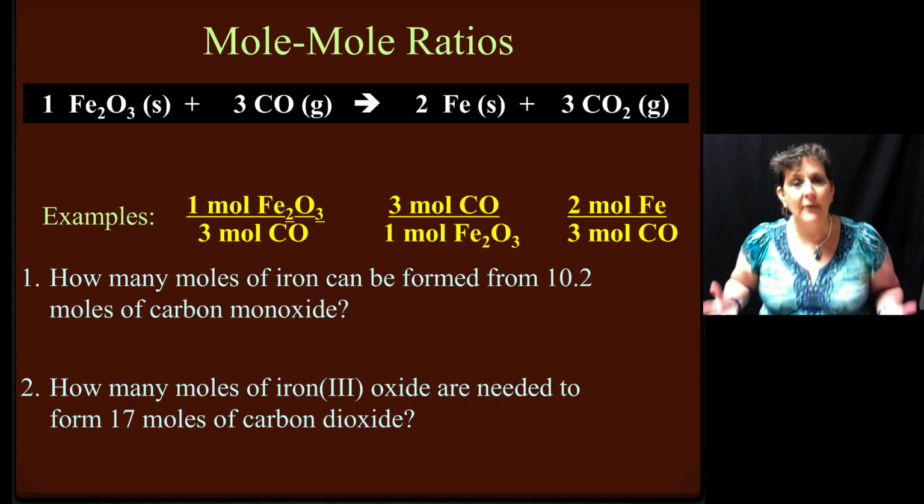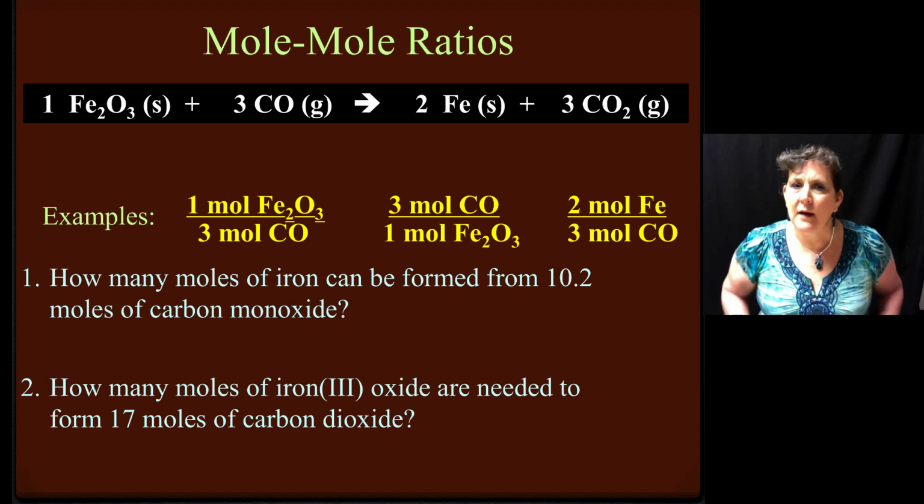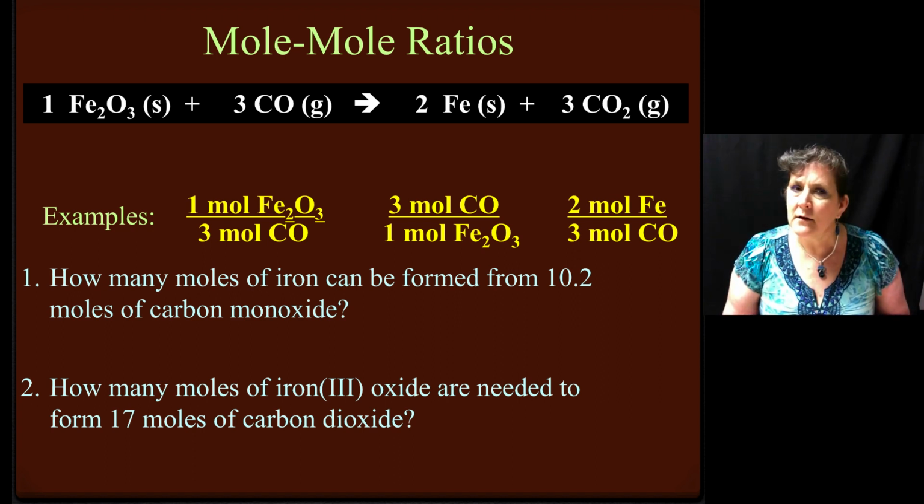So let's try to apply this to a new reaction. We have iron Fe2O3, so that's iron 3 oxide, plus we're going to react it with carbon monoxide, and we're going to get some solid iron out of that and some carbon dioxide. Now what do the numbers in front mean again? Correct, those can be molecule or mole numbers.